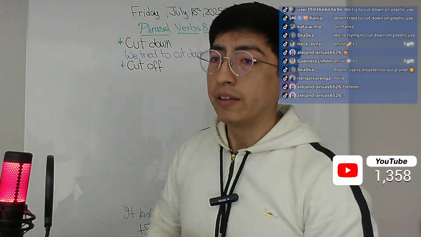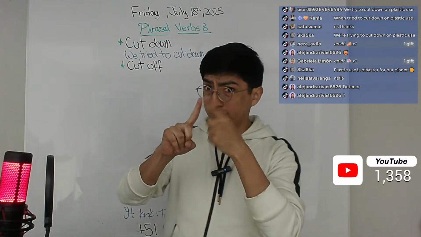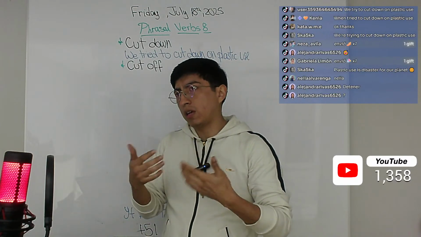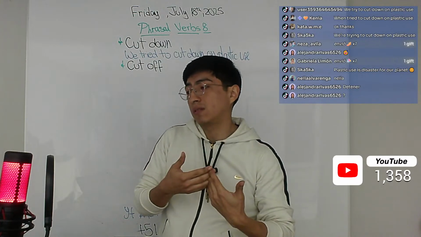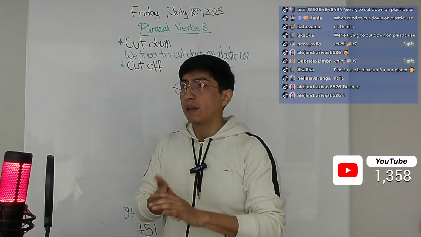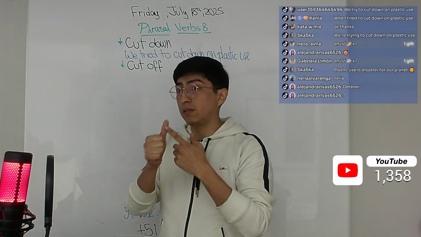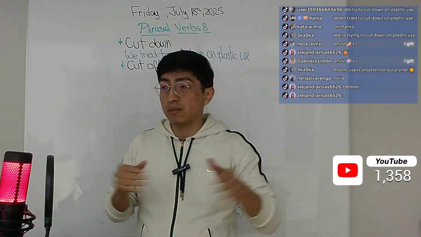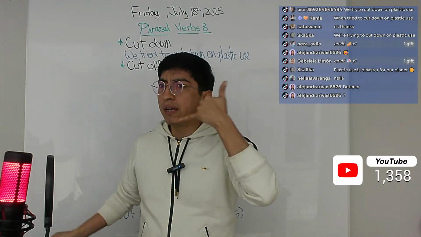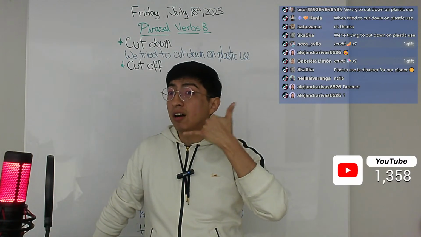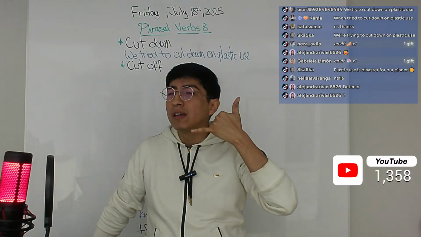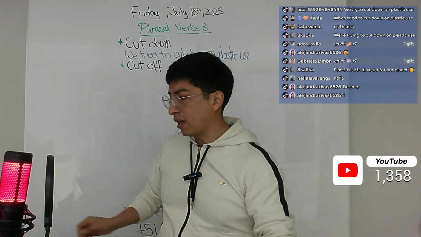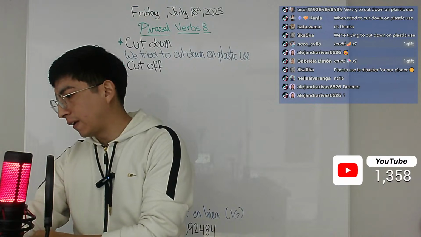Okay, in this case, we're gonna use cut off. First meaning: we can use cut off when we're trying to talk about disconnecting or stopping something. For example, my internet cut off. I don't have internet. My phone call is cutting off. I can't listen to you because it's cutting off. Maybe I have a problem with my connection.